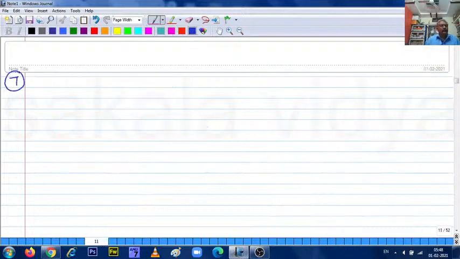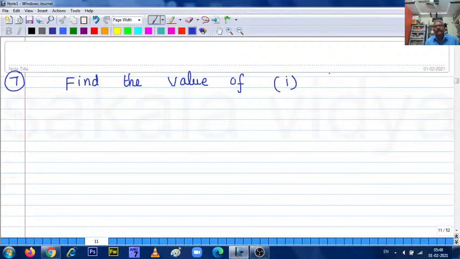Now 7th question. Find the value of, or evaluate, or determine, whatever you can say, no problem. Find the value of, first question, log of root a to the base a. This value we need to find out. See the solution. First question, log of root a to the base a.